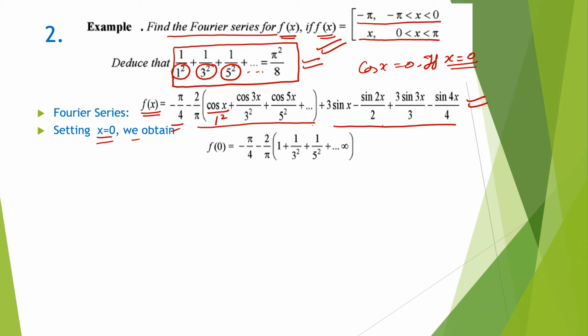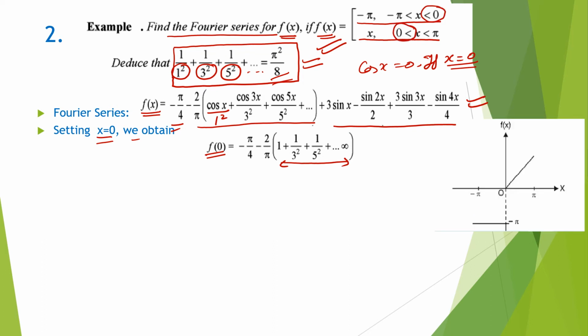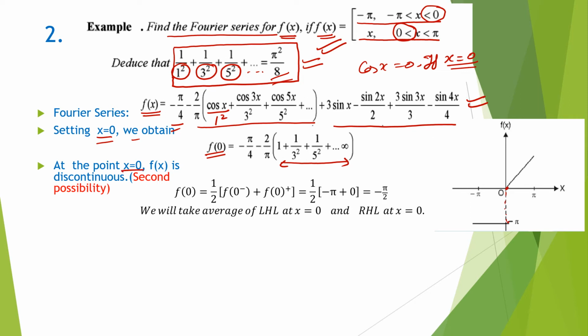f(0), the value of the function when x is 0, equal to minus pi by 4 minus 2 upon pi times the series which we have to prove, equal to pi square by 8. So what will be the value of the function when x is 0? We find that the function is discontinuous at x equal to 0. The function is not defined at x equal to 0. It is discontinuous. So the function f(x) at x equal to 0 is discontinuous.